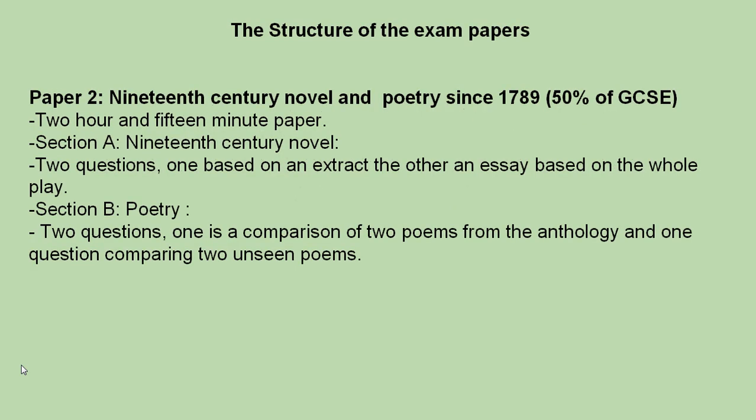So, this is the structure of the exam papers. We've already been through this in our previous video, which is how to plan, so I do recommend that you watch that. But as you can see, this is the second of two papers, both were 50%, two sections, one based on a 19th century novel, the other based on poetry, which is two questions very similar to each other. In fact, it's the same method compared to anthology poems and compared to unseen. 2 hours and 15 minutes.